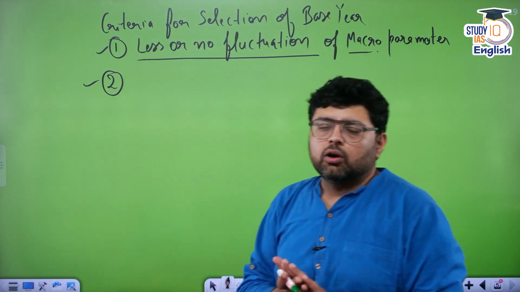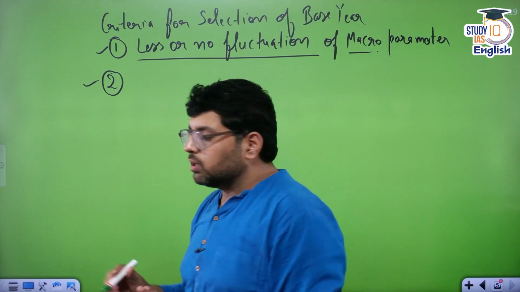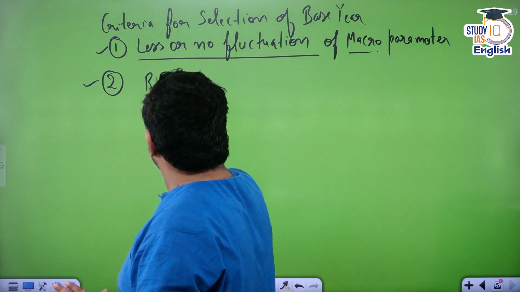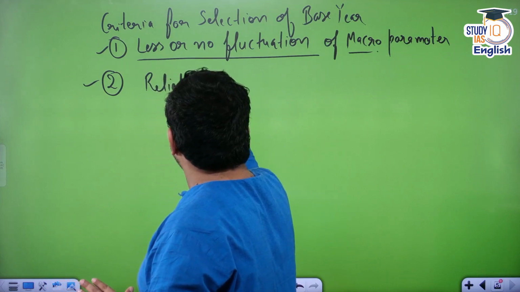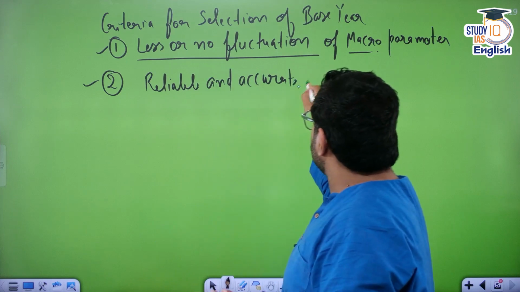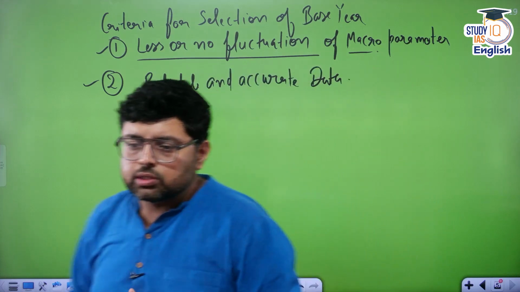So the next point that is needed is that there should be availability of reliable and accurate data. Okay, so this is the second thing.